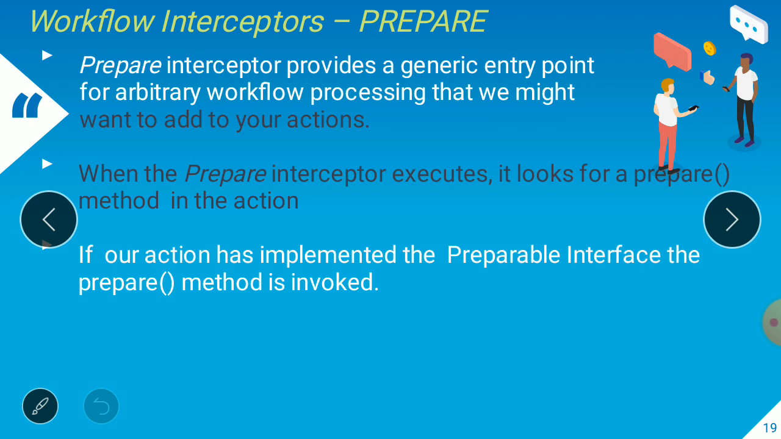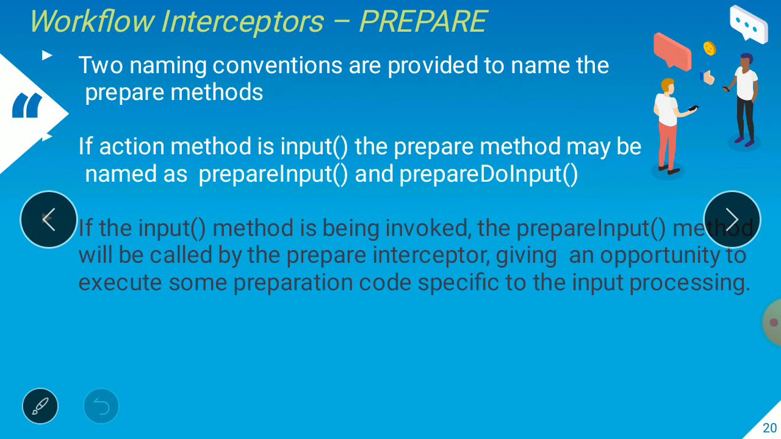When the prepare interceptor executes, it looks for the prepare method in the action. So if I put a prepare interceptor, then I must have written a prepare method in the action. That prepare method can be implemented when we use the interface Preparable. If you use the Preparable interface, you get the prepare method. But we have some rules to write this method. We have some naming conventions. Suppose your action method is input, then your prepare method should be either prepareInput or prepareDoInput.